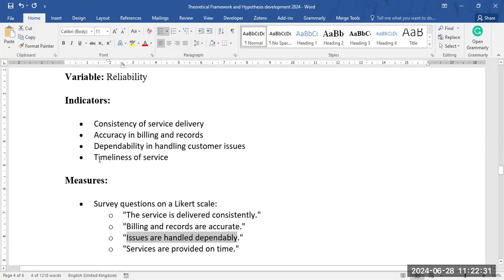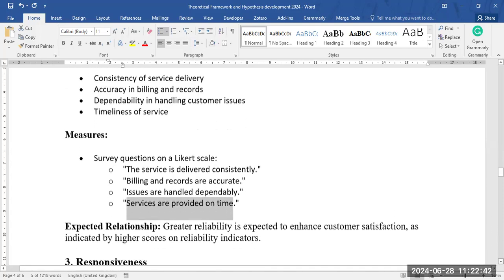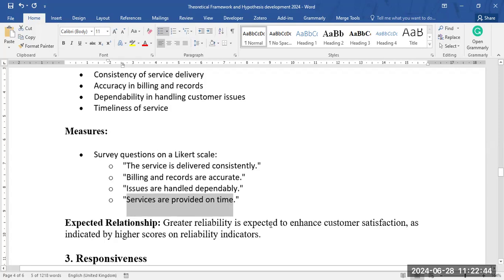And timeliness of service: services are provided on time. If you agree, you can put five, or if not, one. The same thing applies here: greater reliability is expected to enhance customer satisfaction, as indicated by higher scores on reliability indicators.